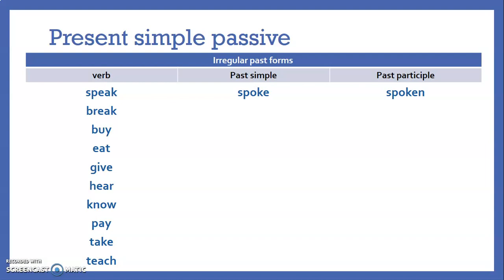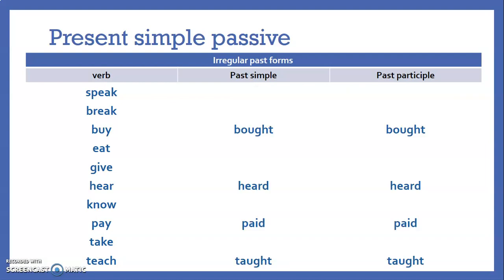Do you know them for these other verbs? Break, buy, eat, give, hear, know, pay, take, teach? Just a few. So for these ones, they're the same as the past. Bought, bought, heard, heard, paid, paid, taught, taught. Now be careful with the spelling of some of these. UGH here, UGH, it's complicated. Paid sounds like it's just ed, but the spelling is different.